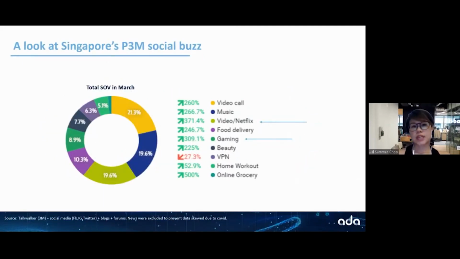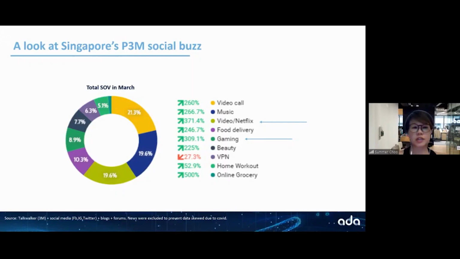So what we've done is looked at the social buzz in Singapore for the past 3 months. This is taken from TalkWalker. We've intentionally excluded news because it's going to be very skewed towards COVID. We've only covered social media platforms like Facebook, IG, Twitter, as well as blogs and forums.